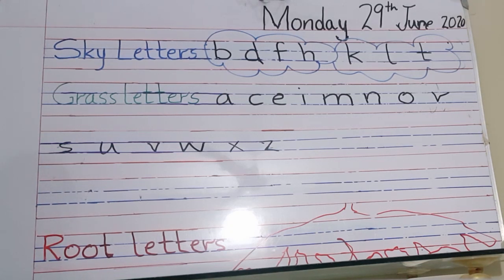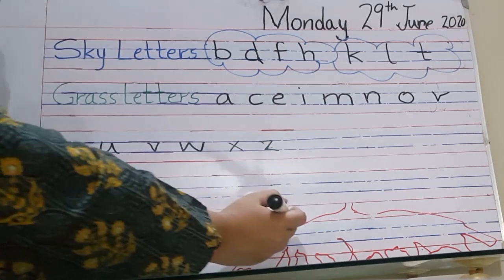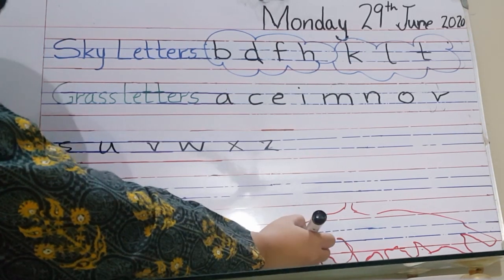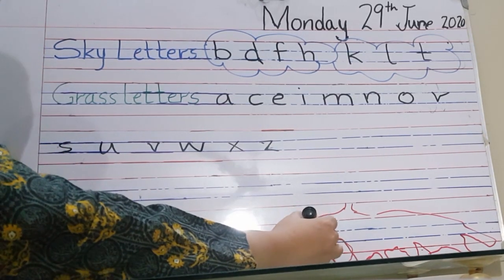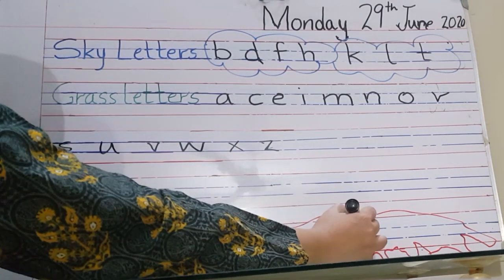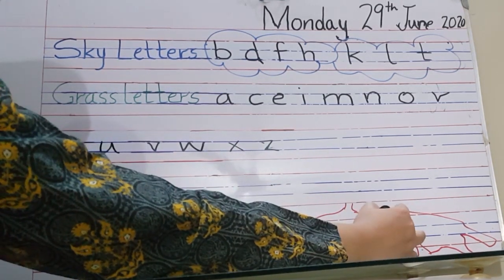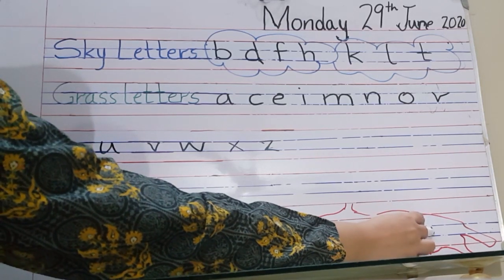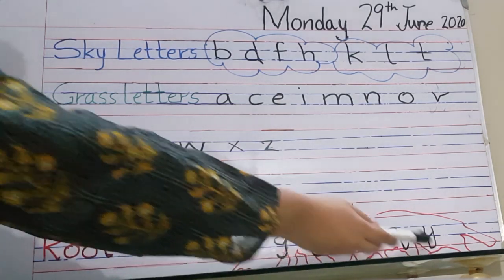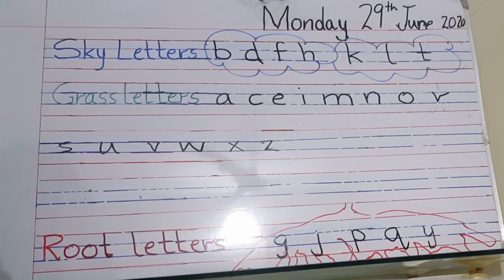And root letters are smaller in number. They are only 5, and as you can see, G touches the line, that is the root line. J, we can draw the root and write it in the picture of the root. P, Q, and Y. As they all touch the root line, so they are root letters.